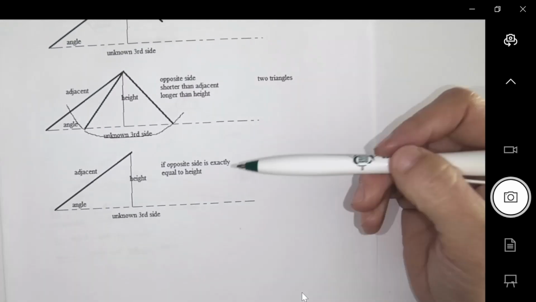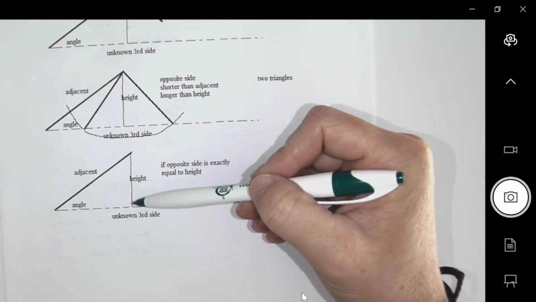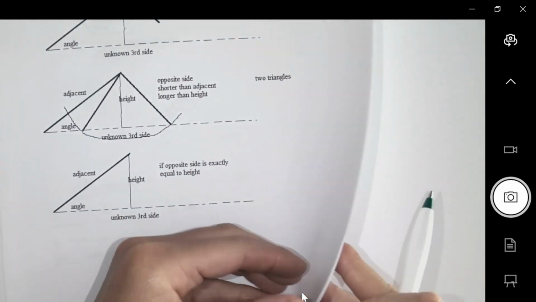And if the opposite side happens to be exactly the height, that means it's going to be a perfect right triangle, and just one of them. Okay.